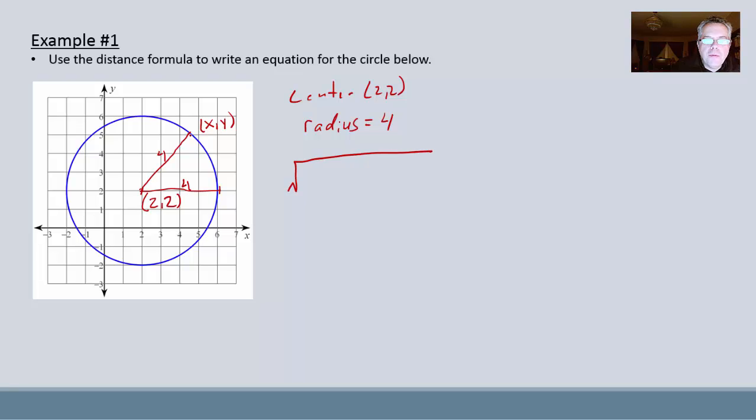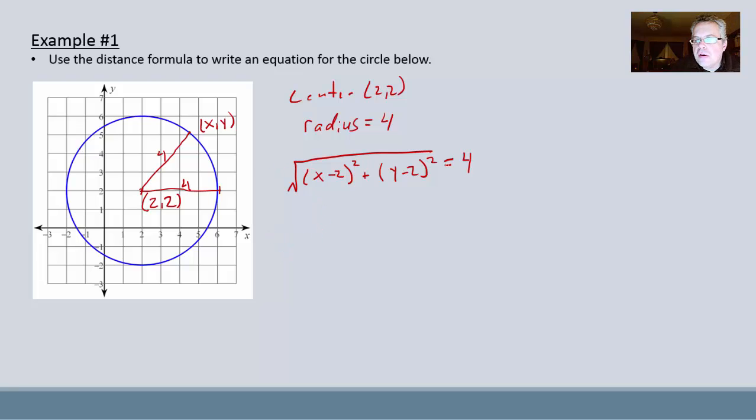The distance from a point x, y, my generic point, to 2, 2 can be written like this: the square root of x minus 2 squared plus y minus 2 squared. This is an expression for the distance between a point x, y in the circle and the center. And that distance has to equal 4. So any point x, y on the circle must satisfy this. For instance, the point 2, 6 is on the circle. If I put 2 in for x and 6 in for y, you'd find that it works. It satisfies this equation.